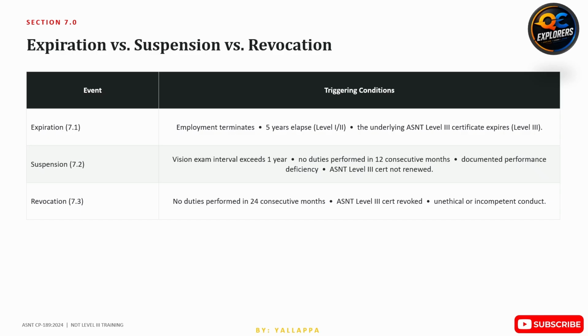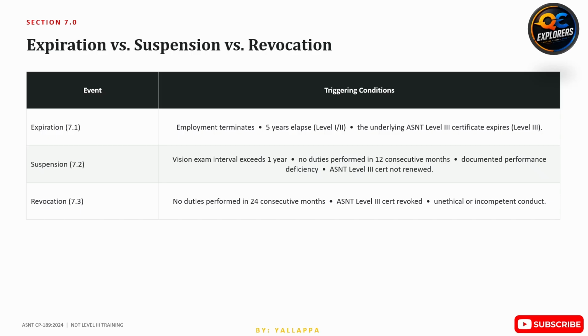For Level I and Level II personnel, employer certification expires after 5 years, unless it has already ended because employment was terminated. For Level III personnel, employer certification is also dependent on maintaining the underlying ASNT Level III certificate. If that ASNT certification expires, the employer's Level III certification can no longer remain valid because one of its fundamental qualification requirements has been lost. In other words, expiration is generally an administrative event rather than a disciplinary action.